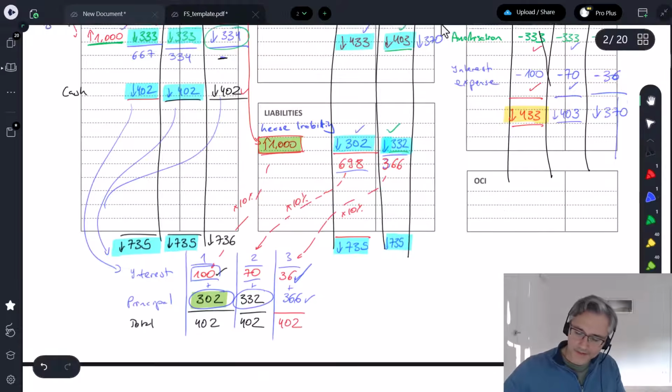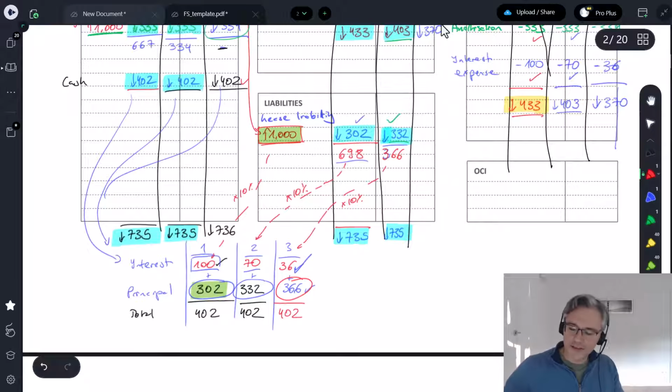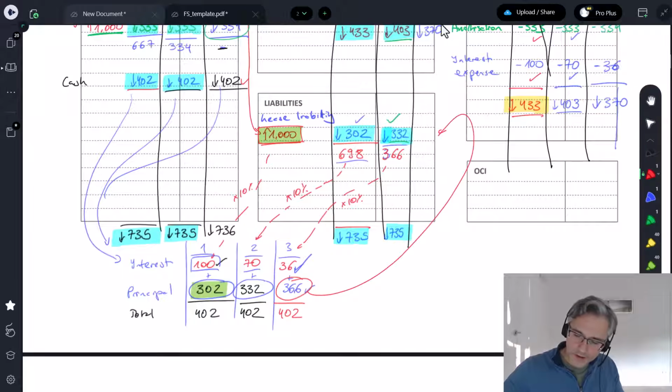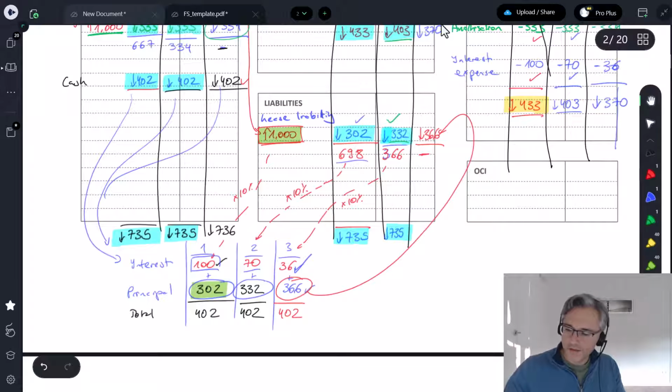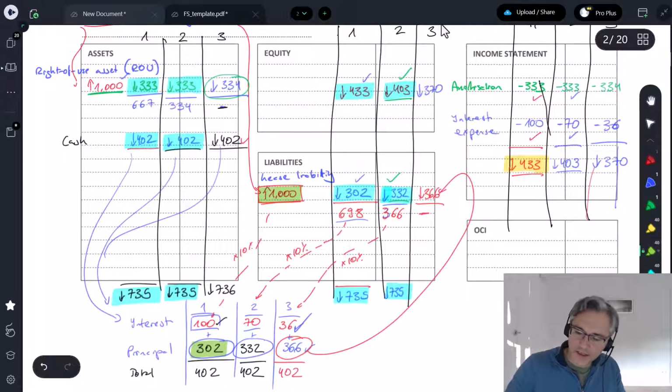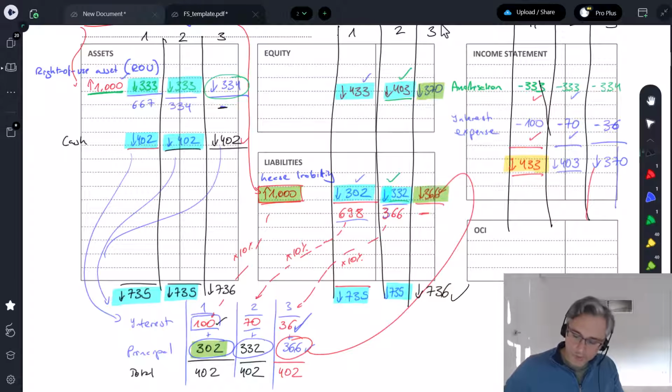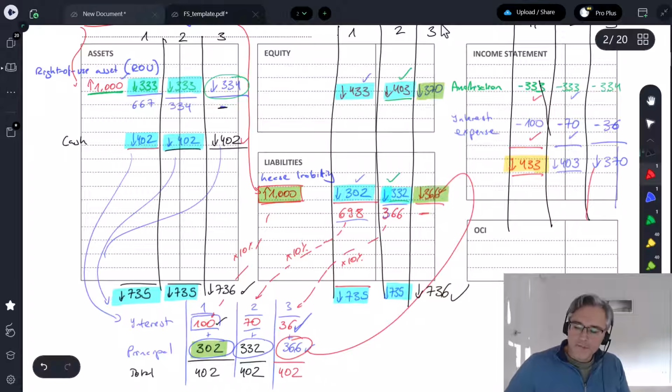And this 366 from over here is what we need to reduce our liability, which goes down all the way to 0. Now for the last time, let's just check what happens when we add the two movements that happened to equity and to liabilities. That's 370 plus 366. Well, it's a total of 736 downward moves, which is exactly the same thing as we did for assets. And this is how you account for the lease under IFRS.